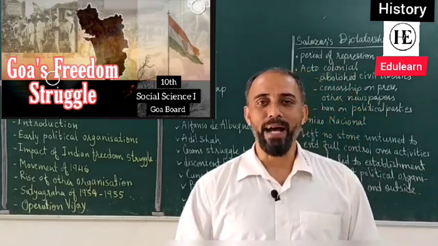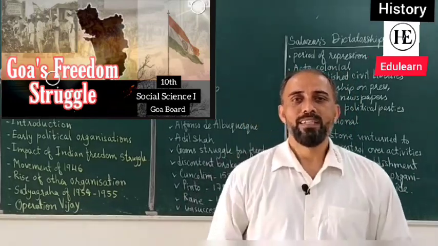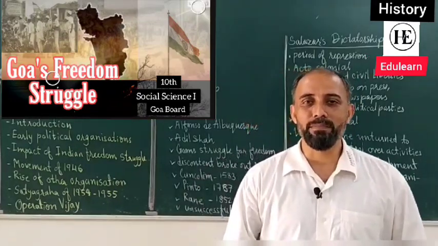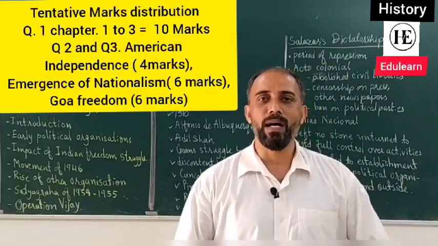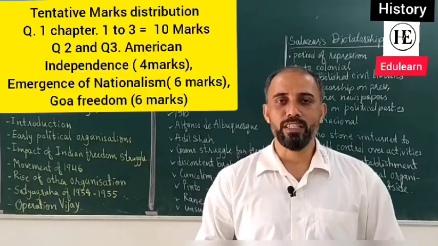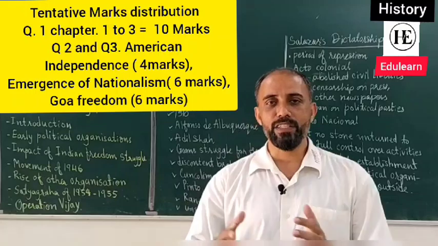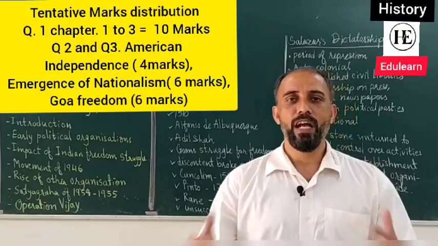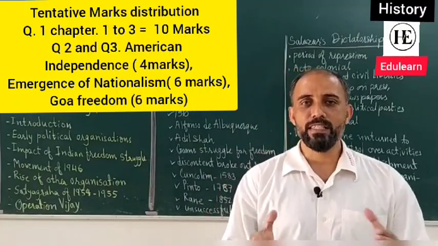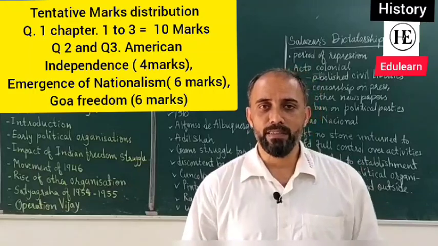Now, let us come back to the last lesson. At the same time, let us see how the marks distribution will be. This is the tentative marks distribution. Lesson number 1, 2, 3, that is early trade activities, industrial age and post-industrialization, is in question number 1, that is for 10 marks.